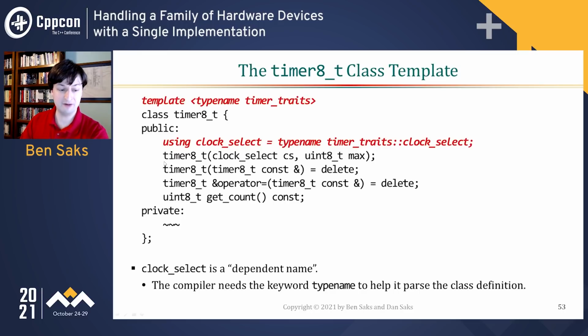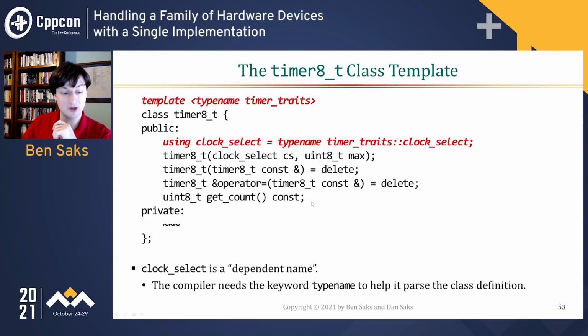Otherwise, we have a very similar looking constructor. Now, the actual meaning of the clock select type is a little bit different because it now depends on our timer traits. But the interface piece looks exactly the same. We haven't changed how the user calls this function or provides arguments to the constructor. The thing is still non-copyable. Timer 0 and timer 2 are going to be separate types, and for each one of them it doesn't make sense to copy.